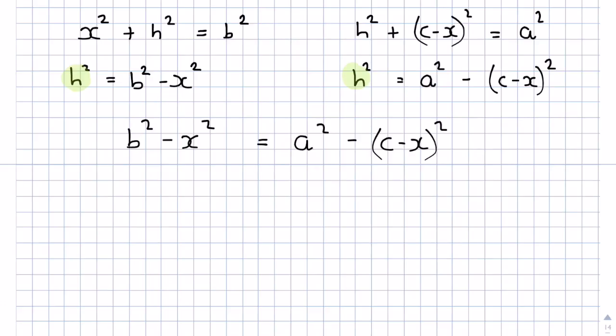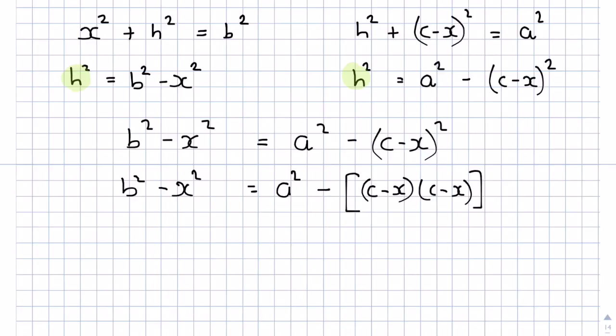All that's really left for us to do is to multiply out the bracket on the right and see what we can tidy up. Let's do that. Remember, I'm going to ignore the minus for a minute. I'm going to do this all in its own separate bracket. It's going to be C minus X by C minus X, which leaves us A squared minus, now inside the bracket, C by C is C squared, C by minus X is minus CX, minus X by C is minus CX, and minus X by minus X is plus X squared.